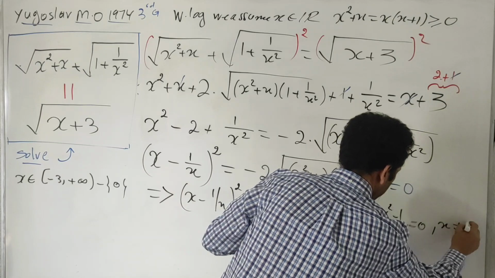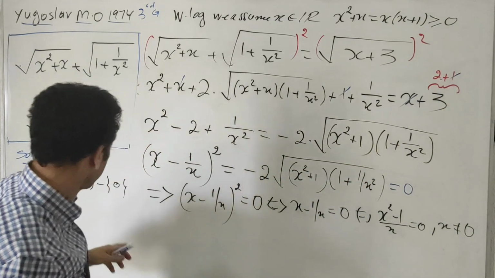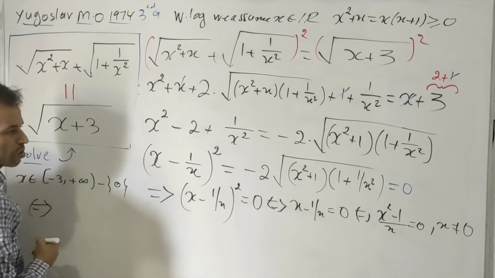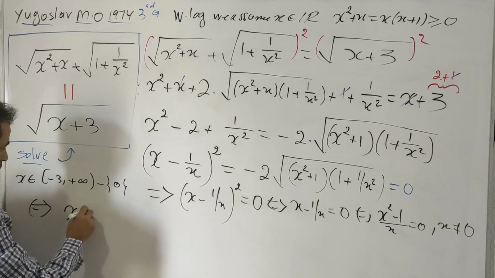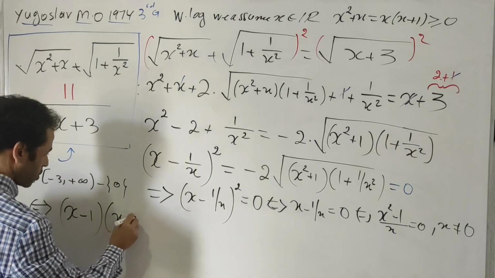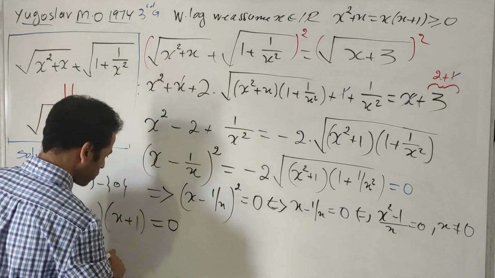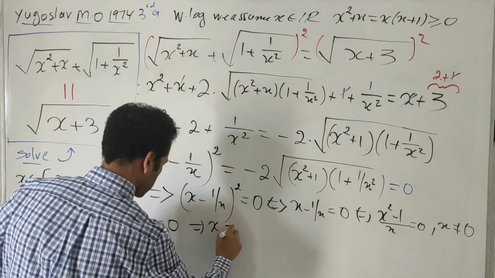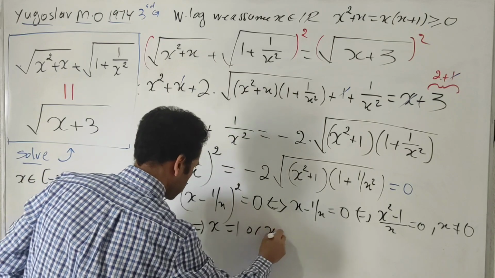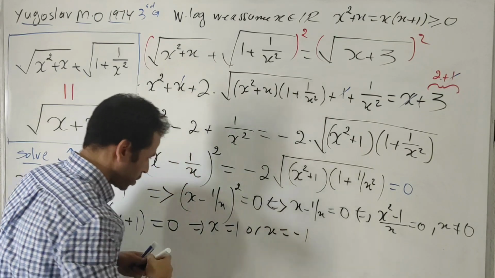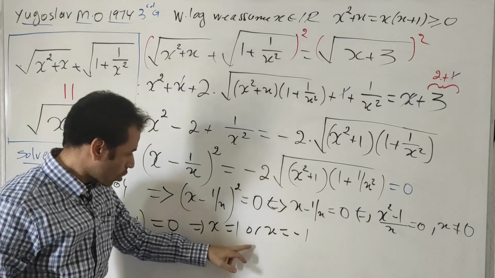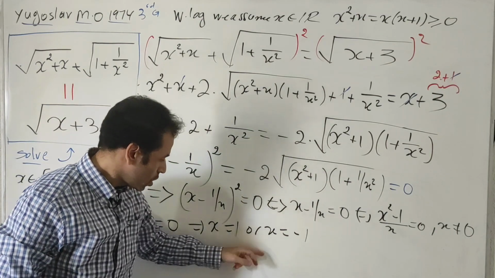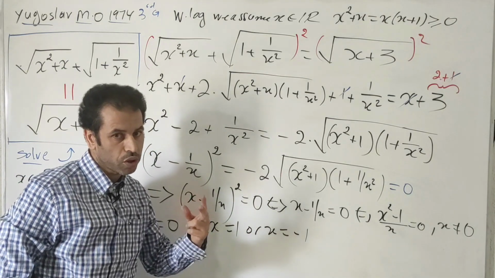Since x is different than 0, which we already mentioned in the domain range, I'm going to factor this difference of two squares. I will get (x minus 1) times (x plus 1) equals 0, okay? That means I will have two solutions, x equals 1 or x equals minus 1. But be careful, you may have one solution, you may have two solutions, okay?